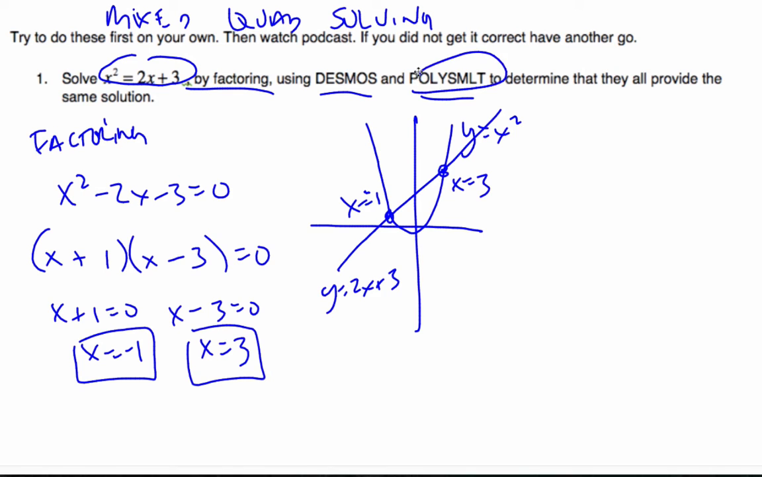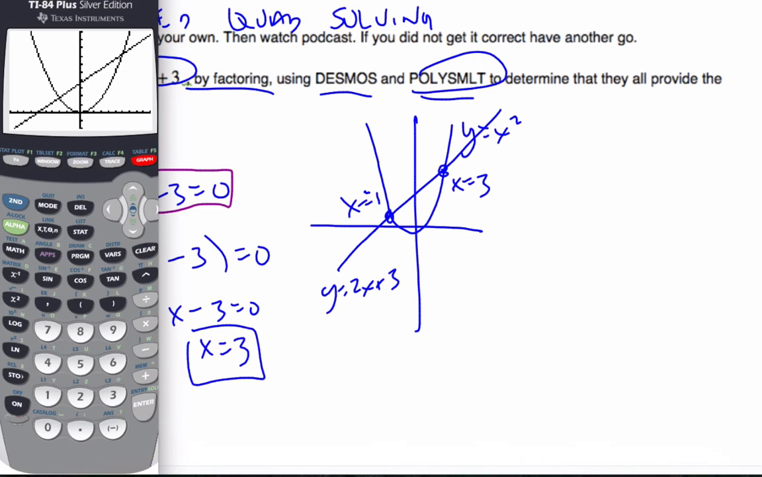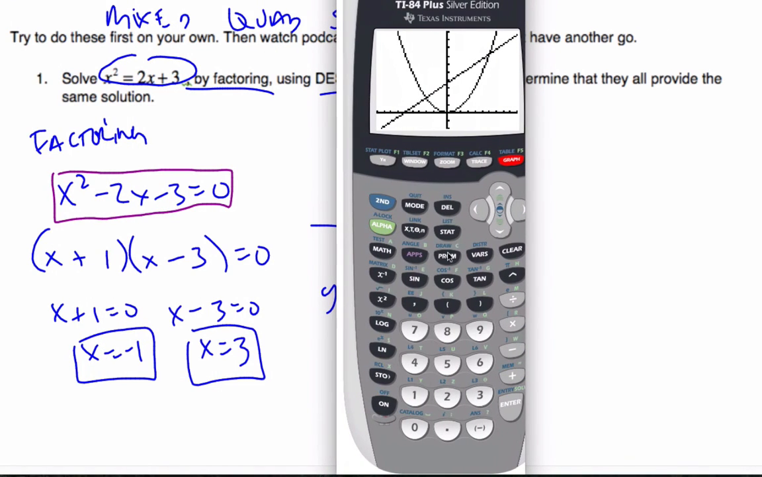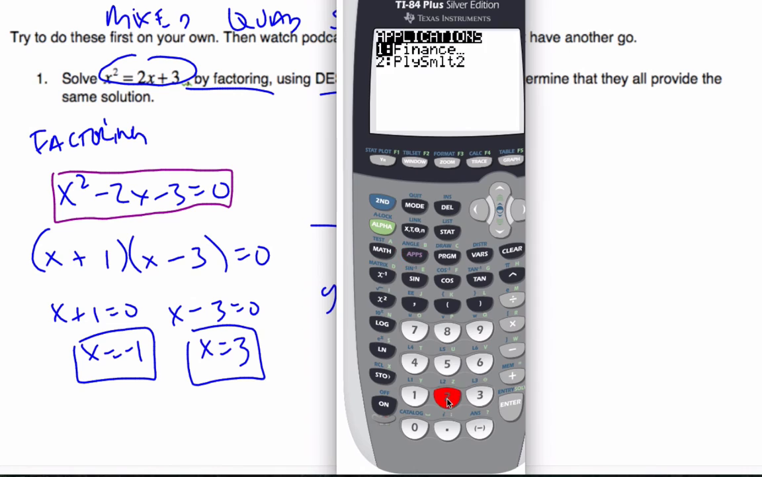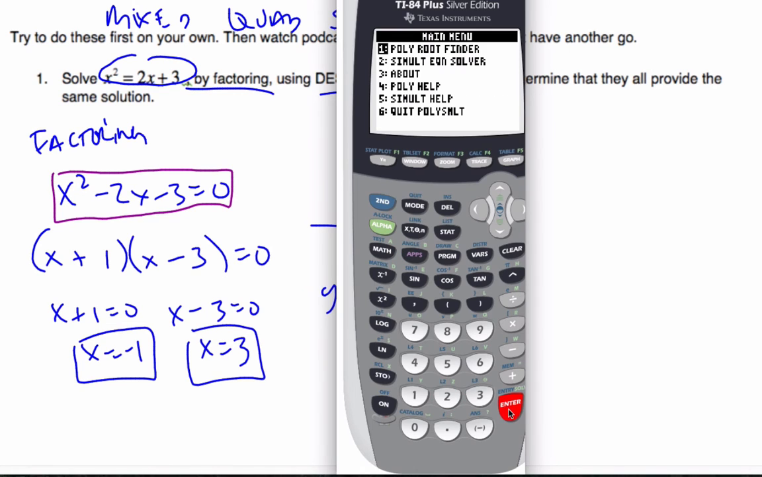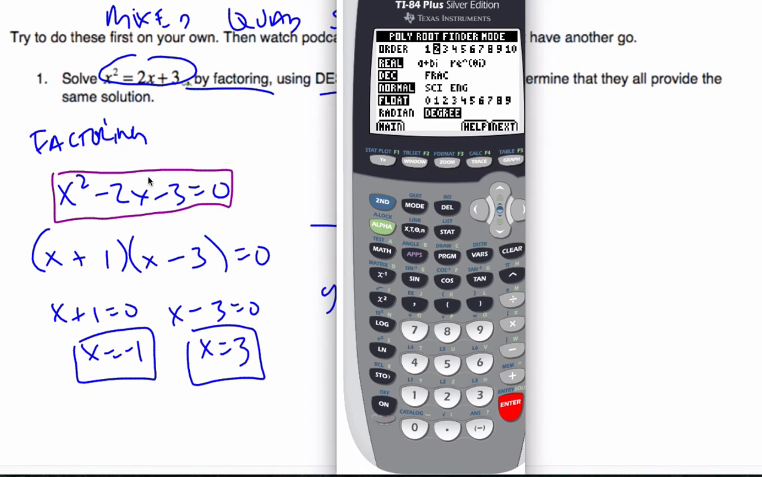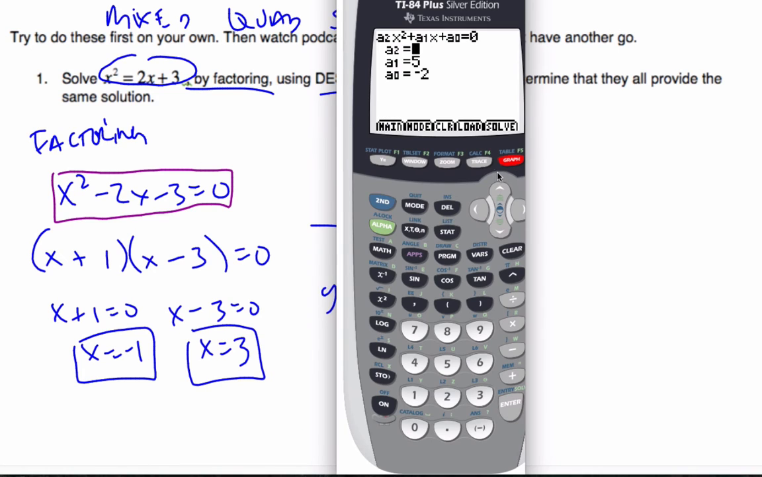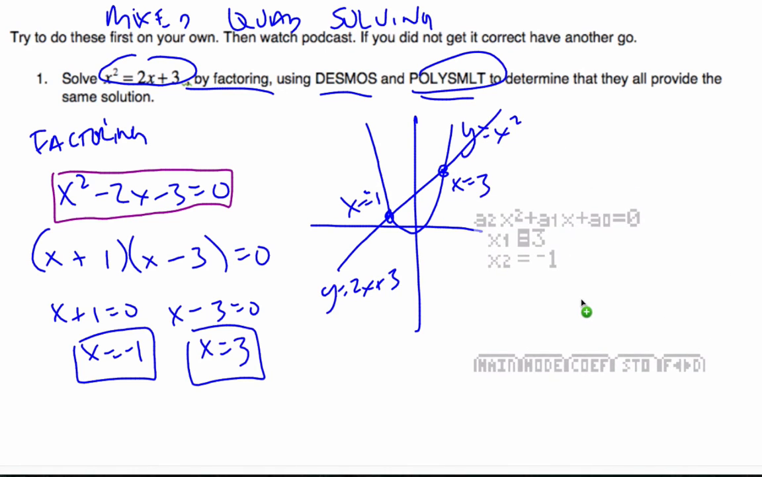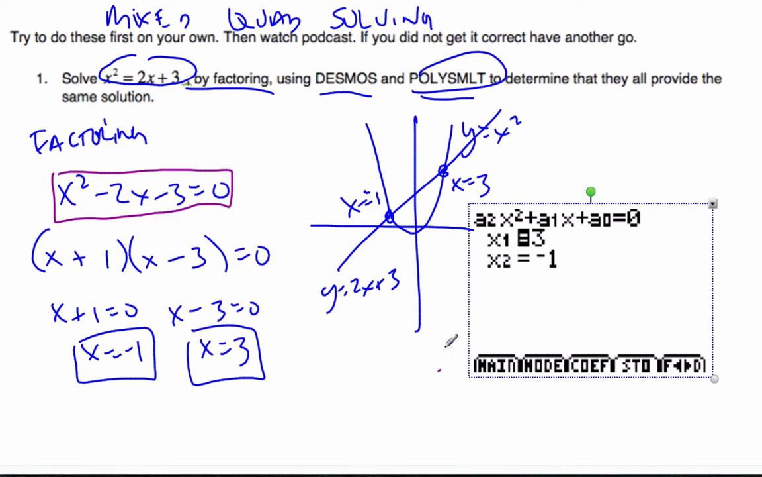And finally, polysimultaneous. In order to use polysimultaneous, I have to have it in this form here where it equals 0. So I'll call my calculator up. I'll move it over, I can see it. And so if I go apps, polysimultaneous, number, enter, my polyroot finder. My order is 2 because the exponent's 2. And then I type in the equation 1, negative 2, negative 3, enter, and solve. And again, I can see that the solution is 3 and negative 1. They all get the same answer.